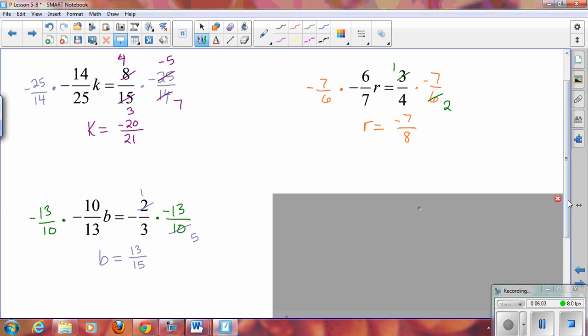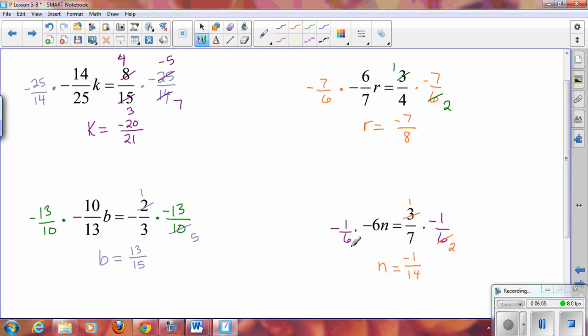On our other one, we have negative 6n equals 3 over 7, multiplied by negative 1/6, multiplied by negative 1/6. The 6 and the 3 are both divisible by 3. The top divides down to 1, the bottom divides down to 2. 1 times negative 1 is negative 1. 7 times 2 is 14.